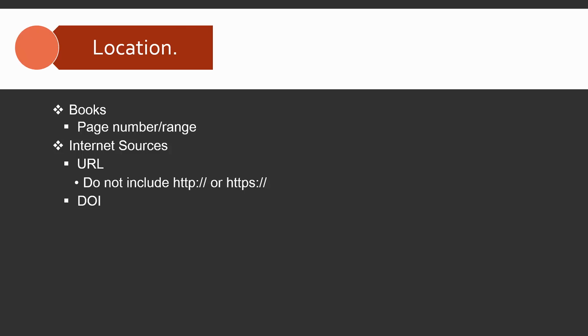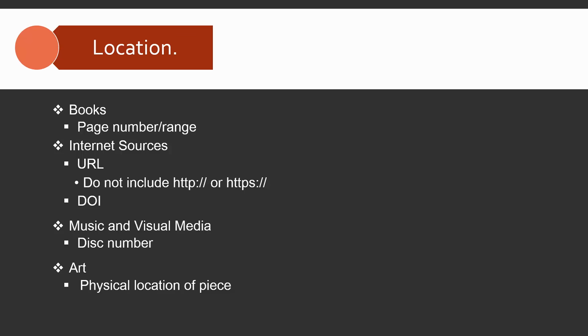Or it may include the Digital Object Identifier or DOI. Journal articles from a database often provide a DOI number. For music and visual media, such as a song, a television episode, or a special film edition, include the disc number to show the location. And finally, for pieces of art, note the physical location of the piece, such as a museum or an art gallery. Now that we know the pattern and core elements, we can use them to build citations.